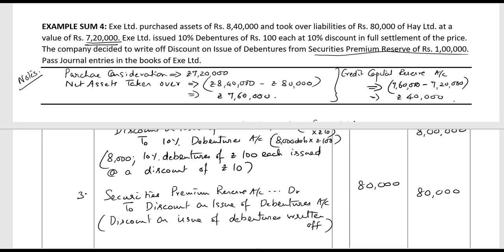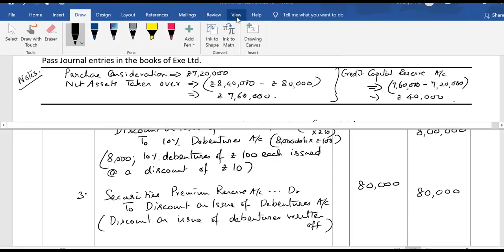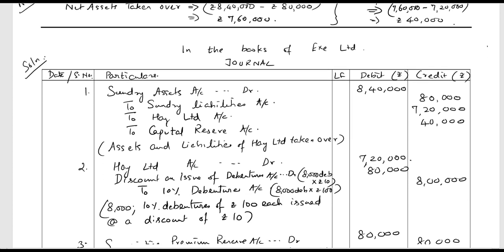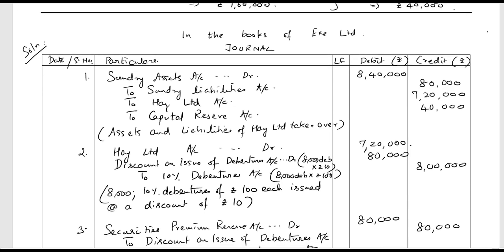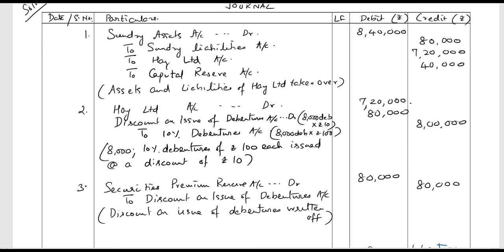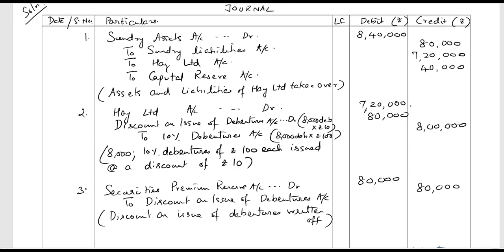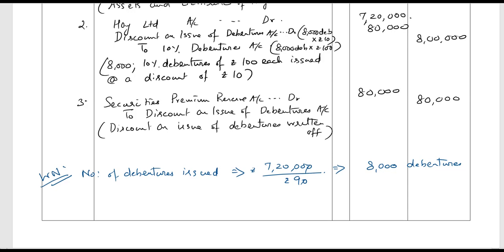The entries are done. I will remove the split. We can view the answer. The sum is on top, followed by the calculation of capital reserve. These are the three journal entries, followed by the note to calculate the number of debentures to be issued.